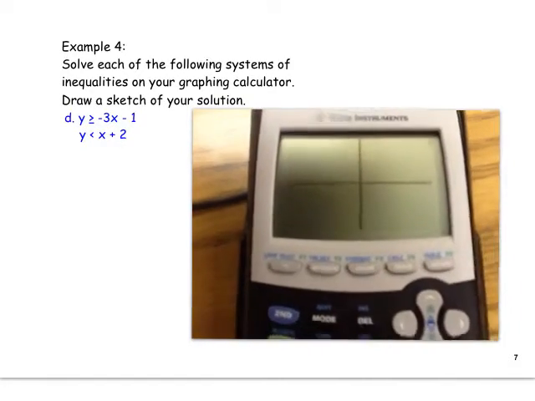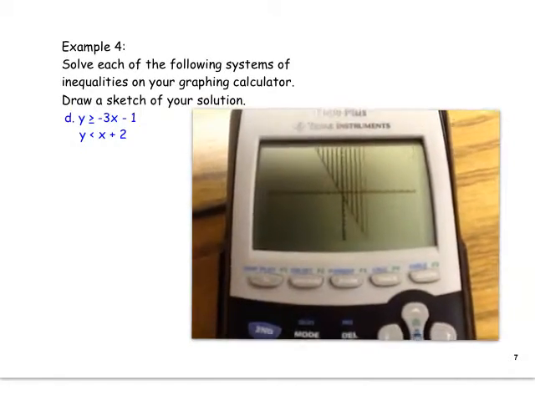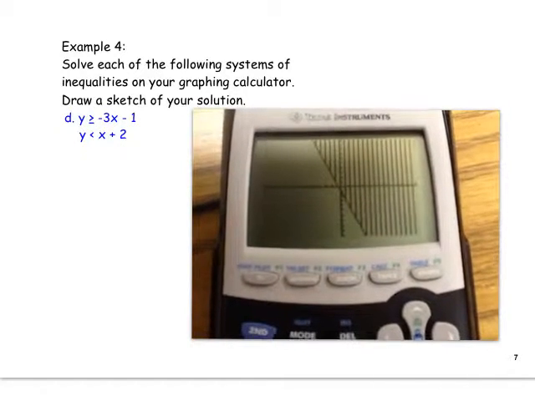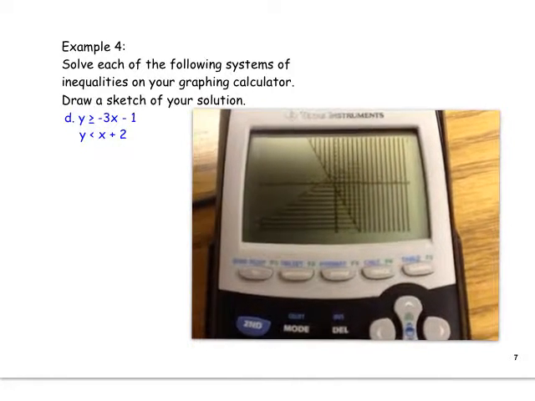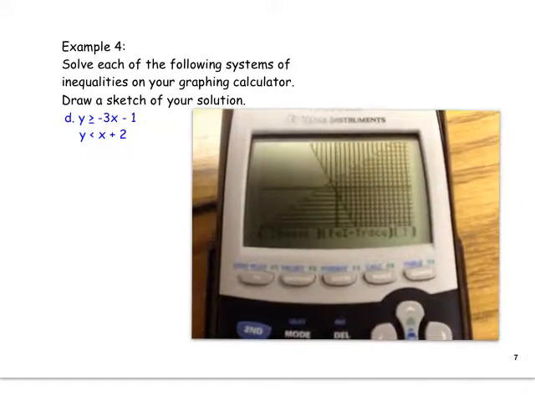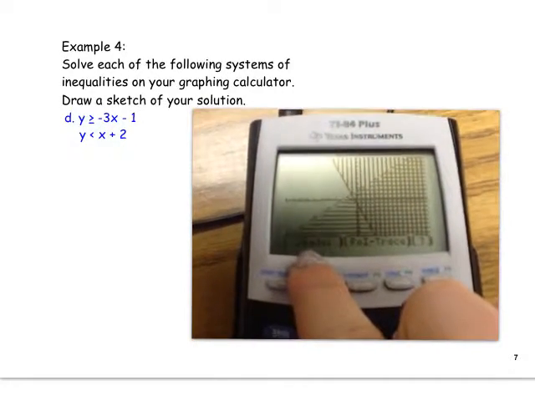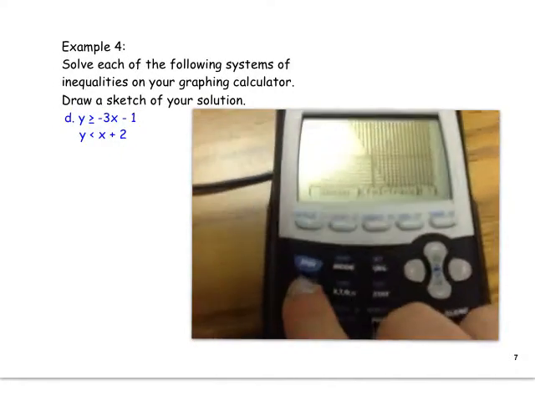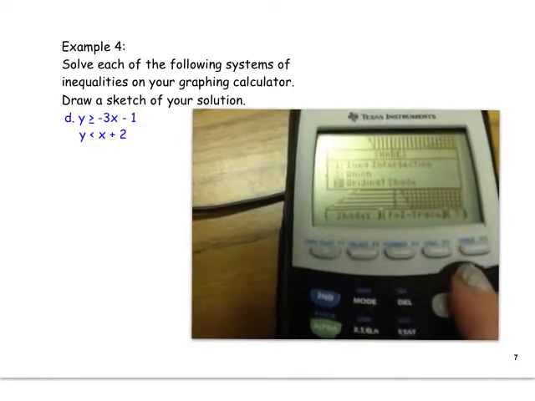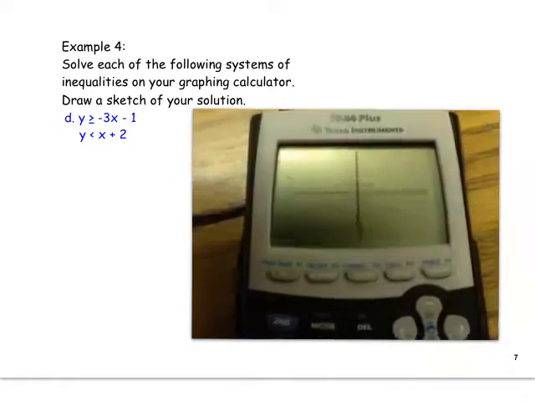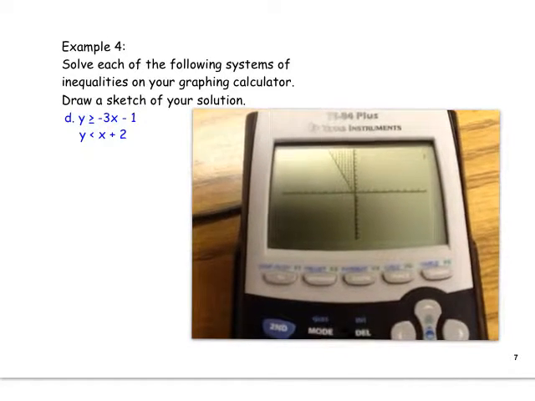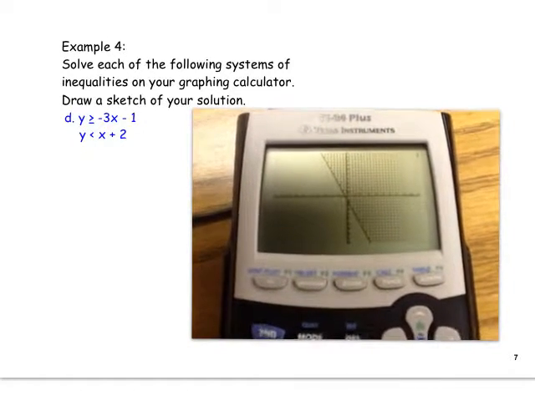Let's push graph, and we'll see here our two inequalities. Notice one is a dotted line, the other is solid. And we want to push alpha shades, choose intersection, and this will show us the true solution set to the system of inequalities.